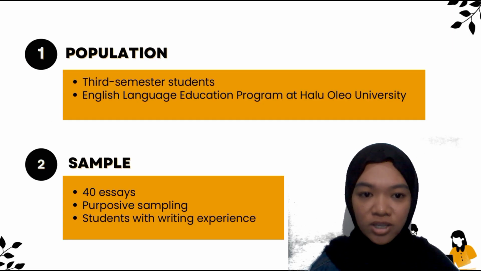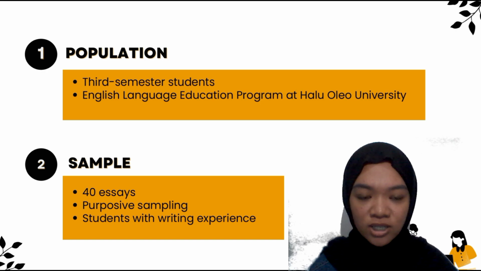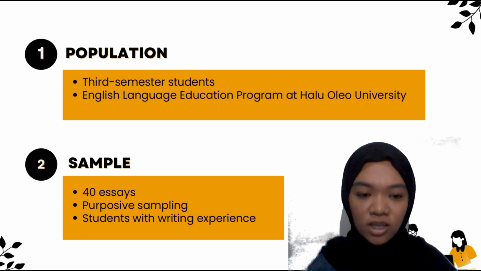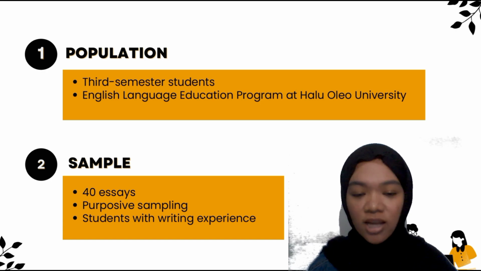Next, population and sample. The population of the study is the third semester students of the English language education program at Halu University, and the sample consists of 40 student essays selected using purposive sampling. Purposive sampling is chosen because the students have already taken a writing course and have experience in writing English essays, making their essays suitable for analysis.